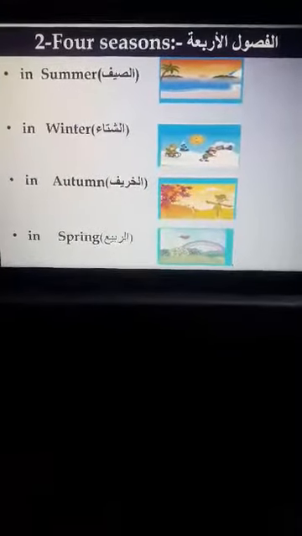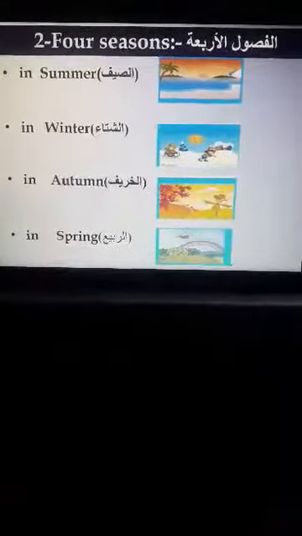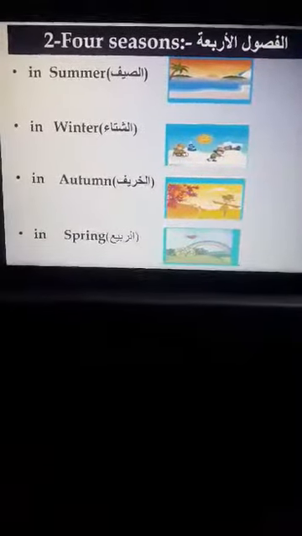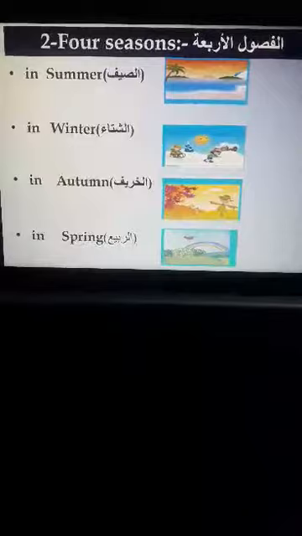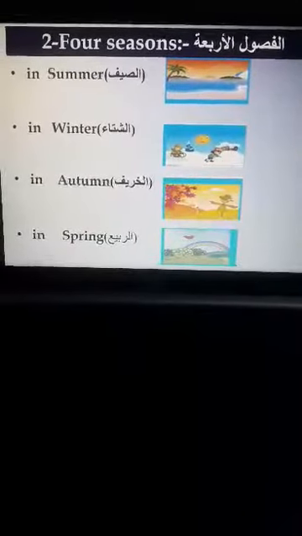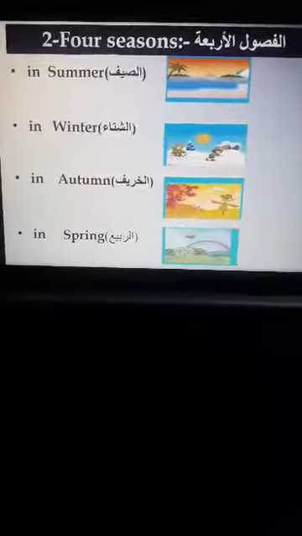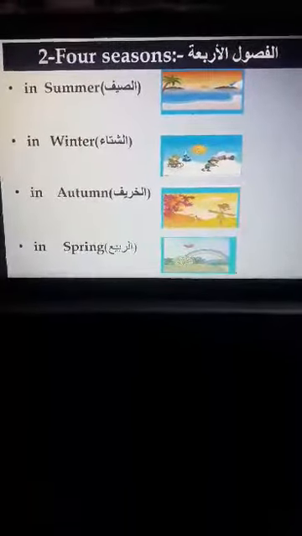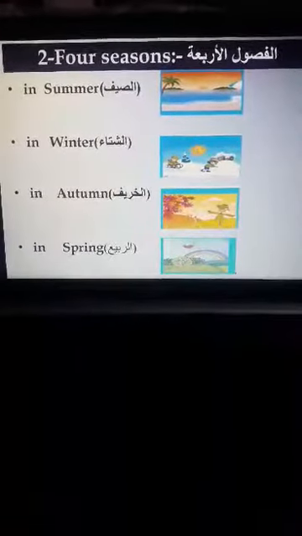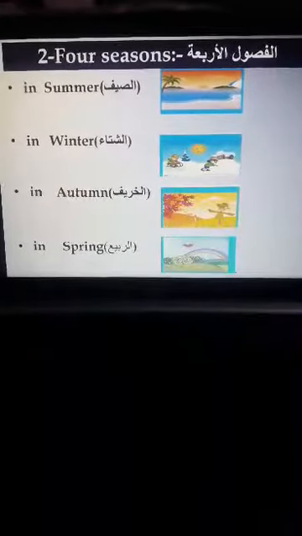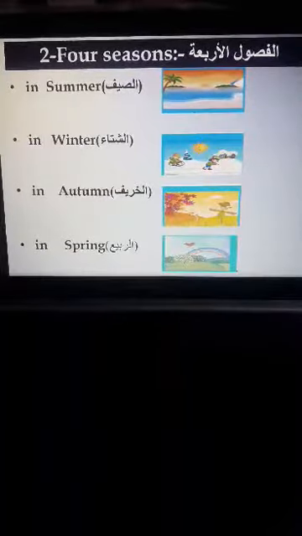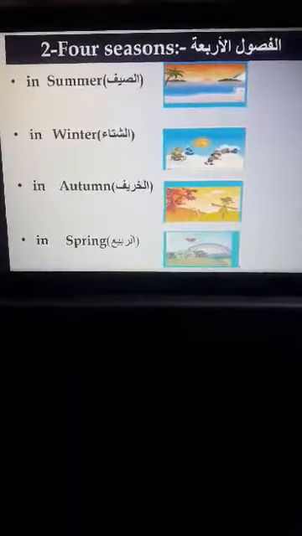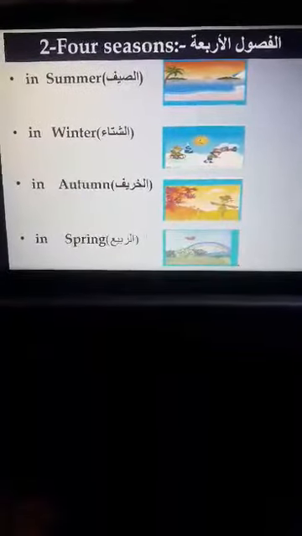Two, in تأتي مع four seasons, الفصول الأربعة. In summer, الصيف. In winter, الشتاء. In autumn, الخريف. And be careful that the n in autumn is silent. And in spring.